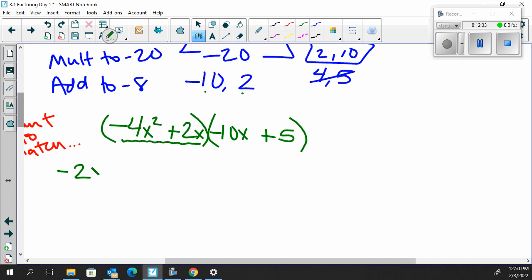And some people said I can also take out an x, which is good. If they both have an x, you can also take out an x. I'm dividing each of these pieces by negative 2x. So negative 4x squared divided by negative 2x, that's 2x. And 2x divided by negative 2x is negative 1.